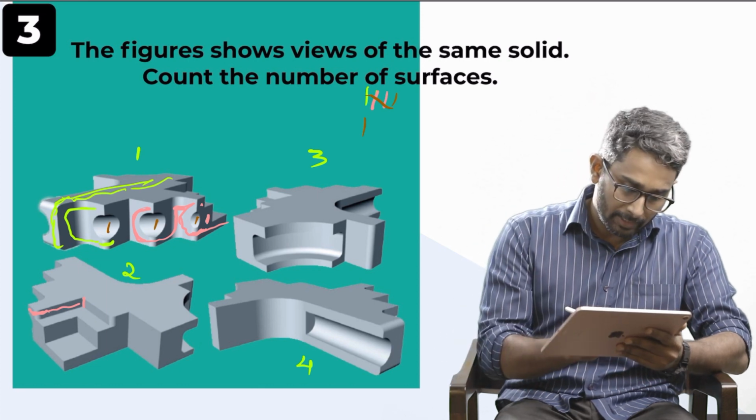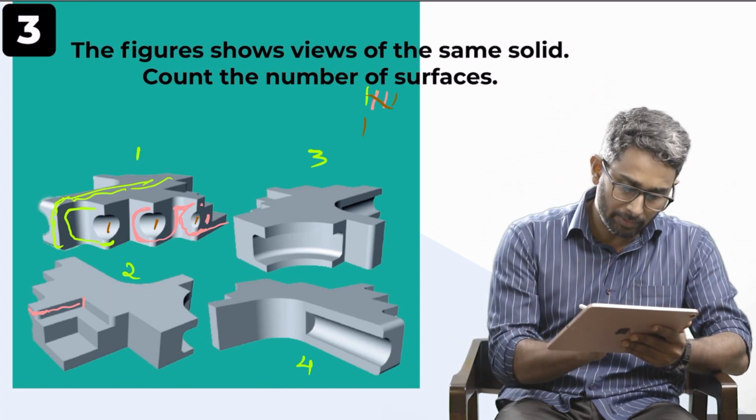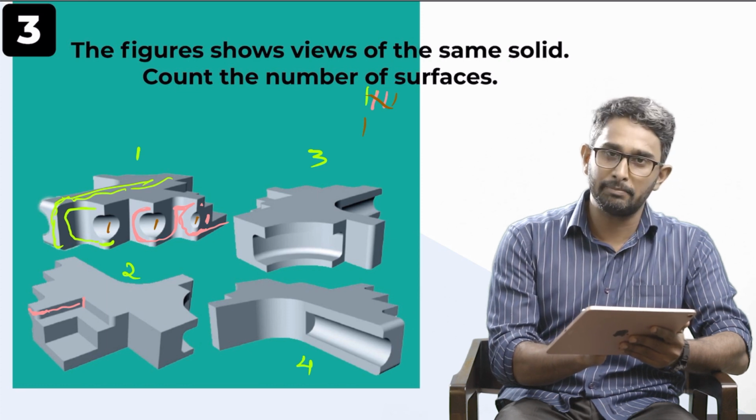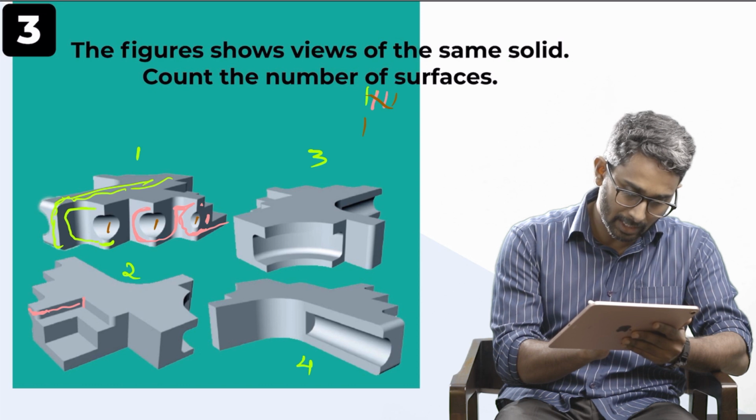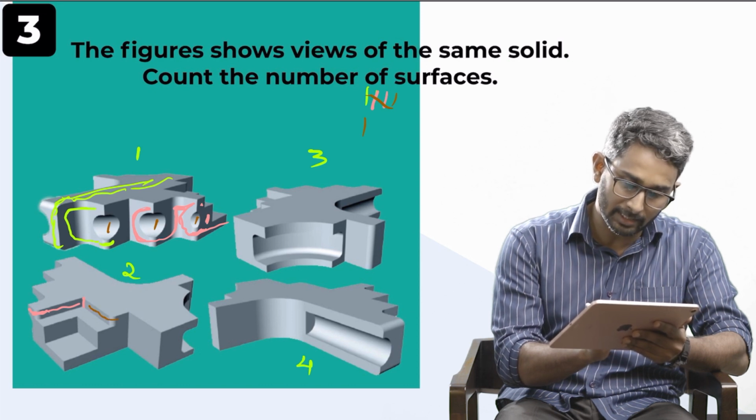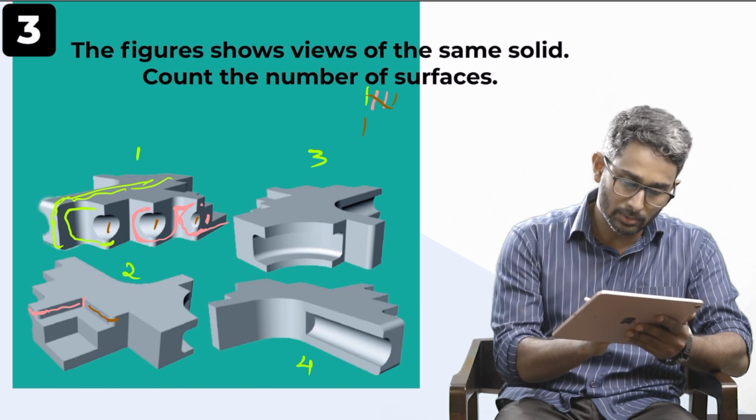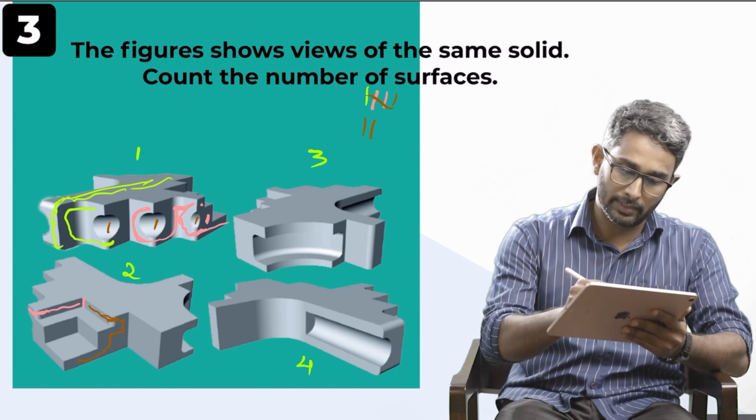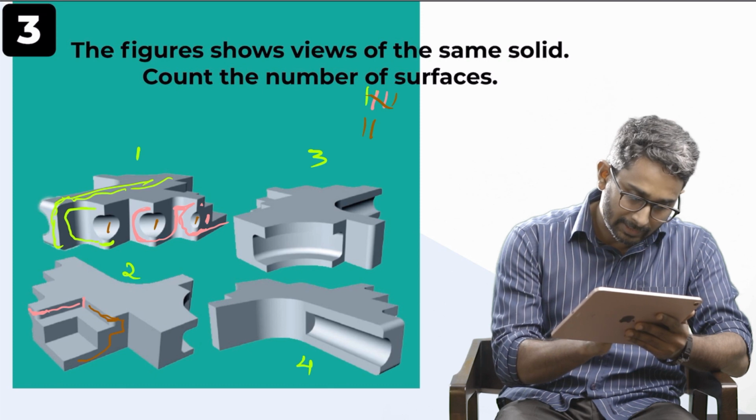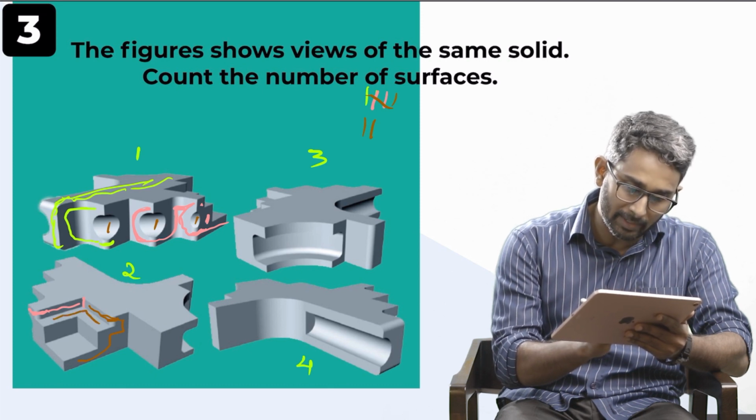In the second view, again we have to follow the same technique. You have to search for the continuous surfaces. So if you start from here, there is a curvature over here, there is a radius. So this whole thing will be a single surface. Then this L shape will be another surface.